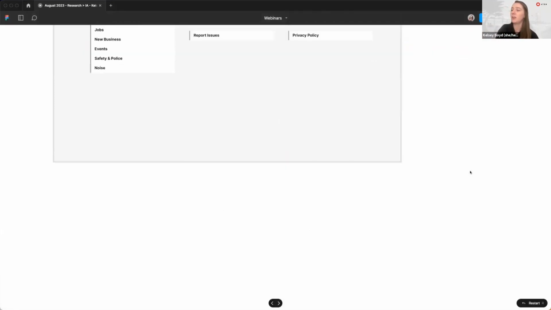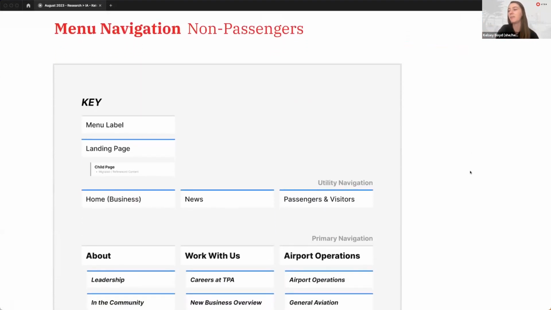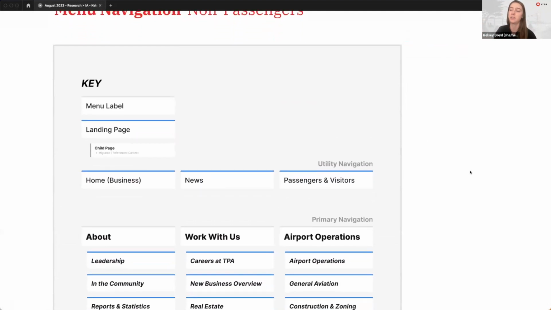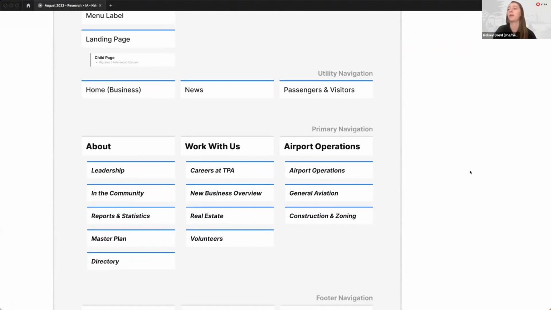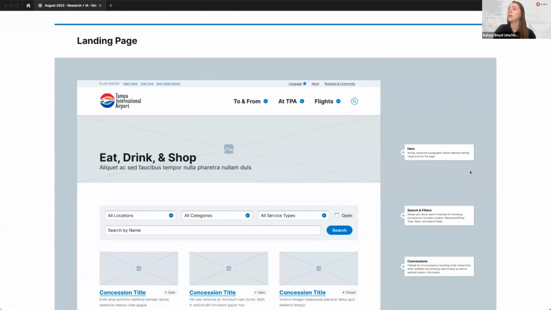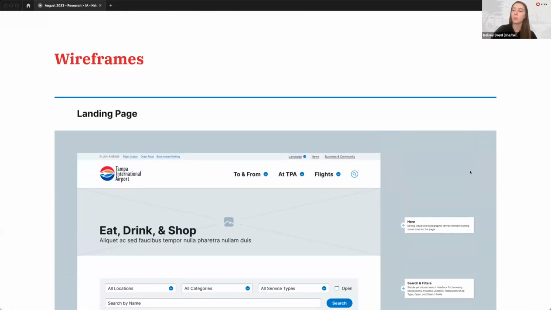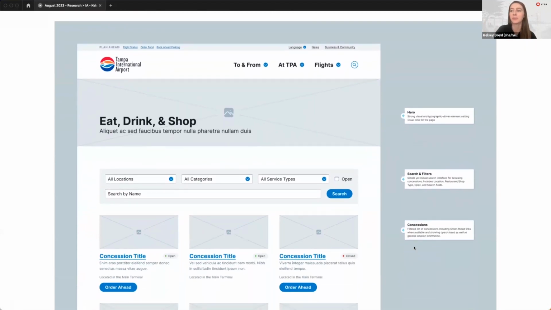But if they are a business owner, they are able to quickly navigate to a separate menu within our design and easily get into information about working with the airport, what those opportunities are, and what kind of different career paths are open to them. From there, we work through our wireframes and really start to understand and break down the different components and elements of this kind of site and the different pages on the sitemap that we've determined.